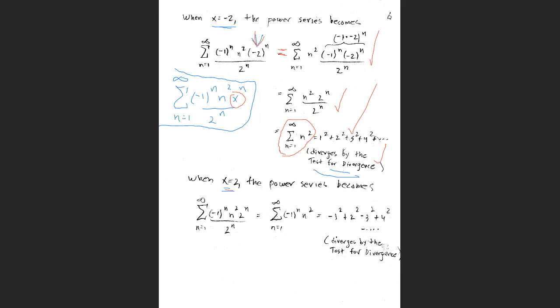Now when x equals +2, we plug 2 in for x in the series, and we end up getting this oscillating series. And I write out some terms of the series, okay, just to help me intuitively feel comfortable with the series. And I can see, yeah, these terms aren't getting smaller. This series diverges also. So at x equals 2, the power series diverges.